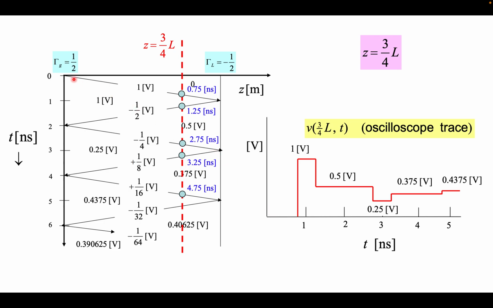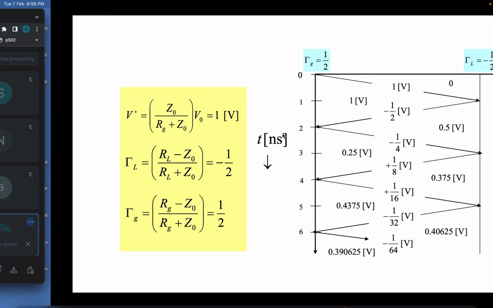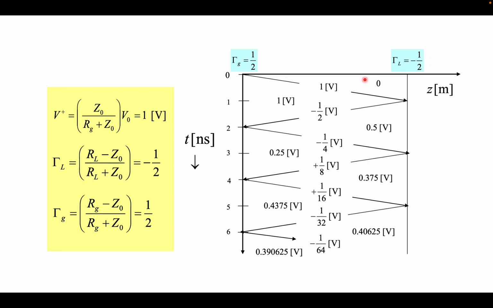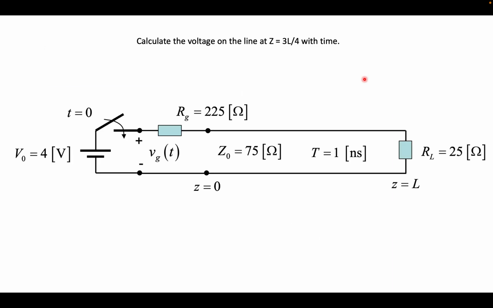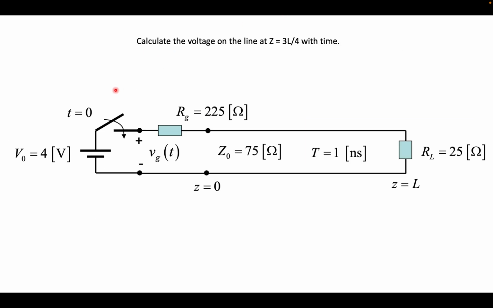Okay, so basically this is the bounce diagram. Within this region, if I ask you, the voltage is 0 volt, because the wave has not reached yet. So let's start with this. The problem is asking to draw the voltage on the line at Z equal to 3L by 4. The total length of the transmission line is L, and the question is asking what is the voltage at Z equal to 3L by 4.